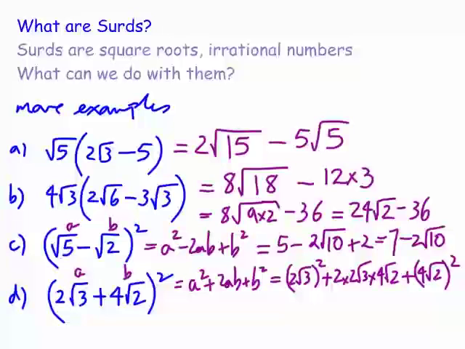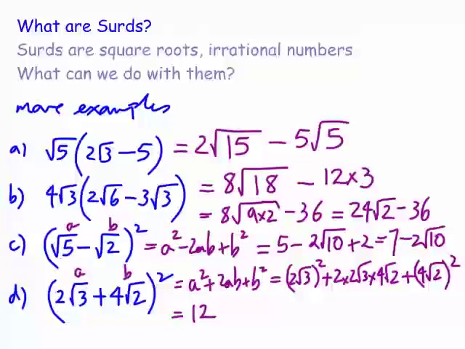Okay, so now 2 root 3 all squared, well that's 2 root 3 times 2 root 3, which is 4 lots of 3, which is 12. So the first number is 12. You might like to try that, verify that yourself. 2 root 3 times 2 root 3: 2 2s are 4. Root 3 times root 3 is 3, so it's 4 3s are 12.